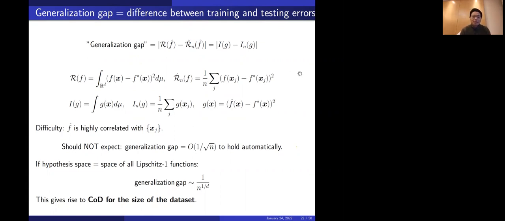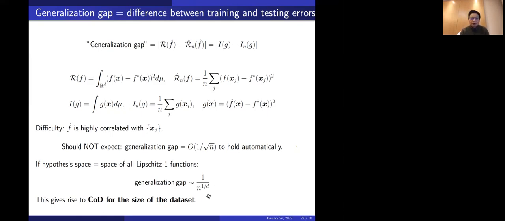That's not the case, because this f hat is very much correlated with the data. As a matter of fact, this correlation is really the complication. In the end, this really depends on the hypothesis space. If you choose the hypothesis space to be the space of all Lipschitz continuous functions with Lipschitz constant 1, then the generalization gap goes like 1 over n to the 1 over d.